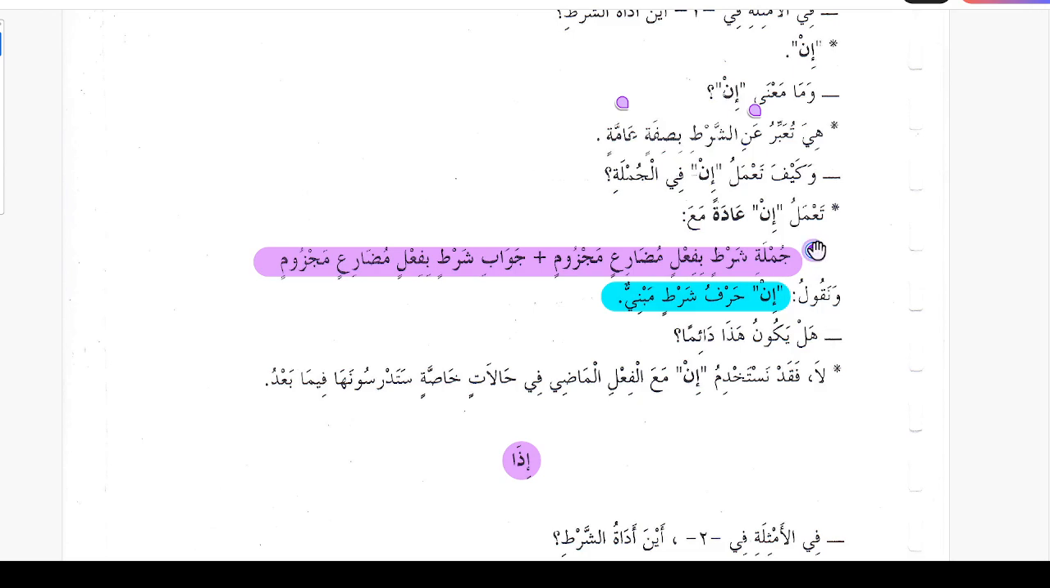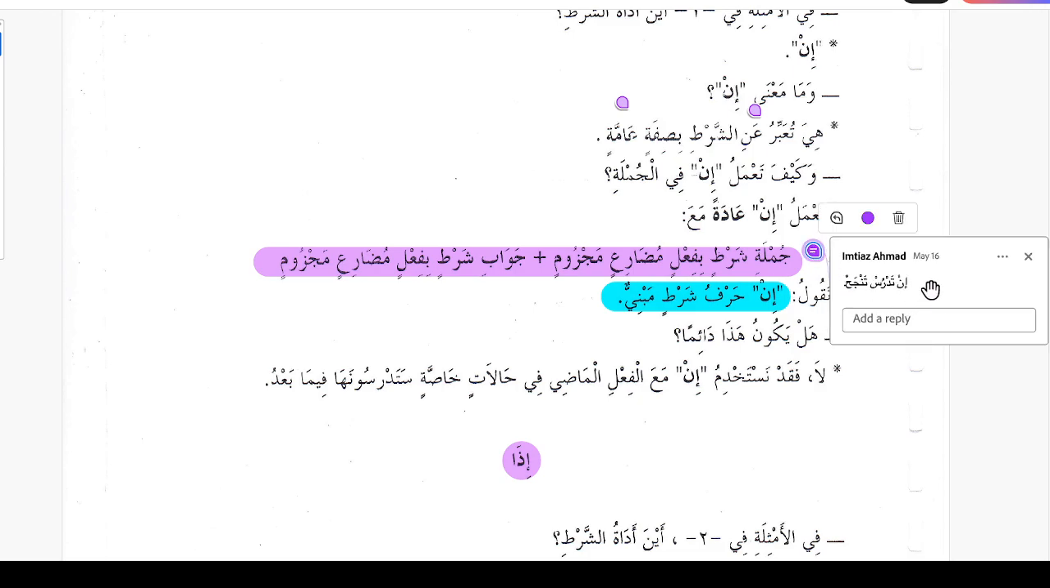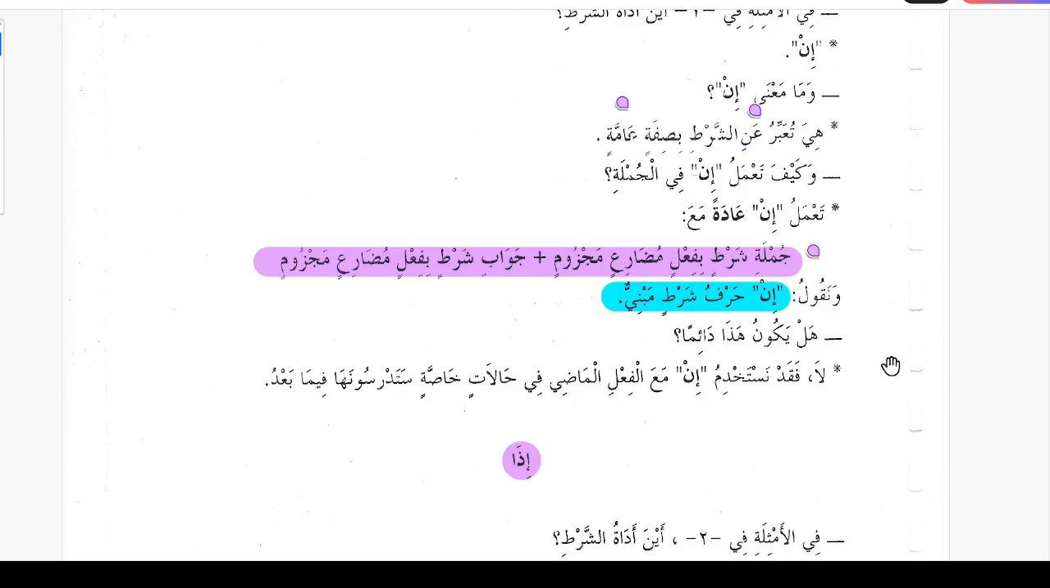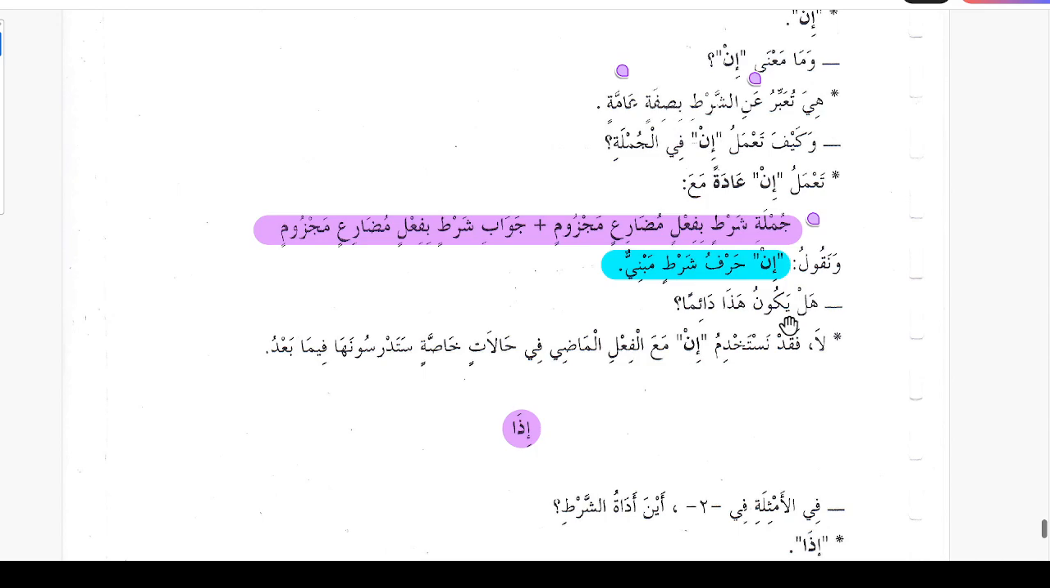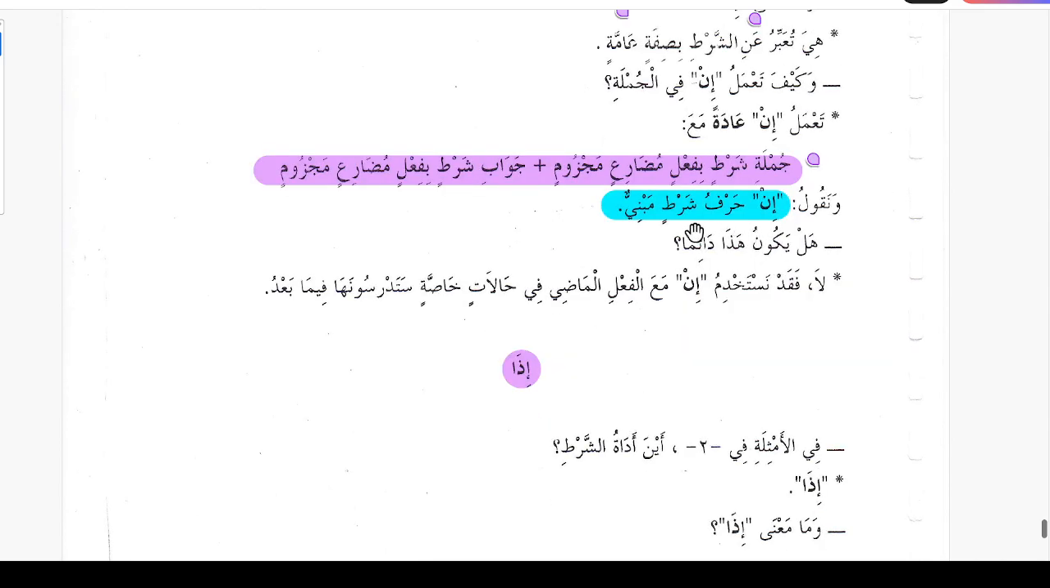Here is an example we just studied: in tadrus tanja, if you study you will pass. You see tadrus is a fail mudare majzum, and tanja is also majzum. And we say in is harfu shartin mabni, that in is the particle of condition and is mabni. So just remember, in is a harf, a particle of condition.